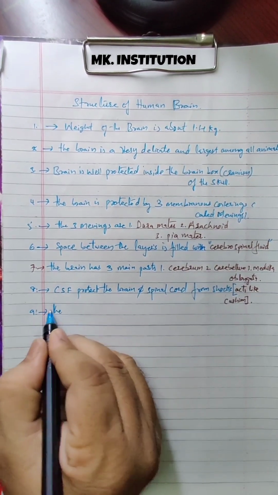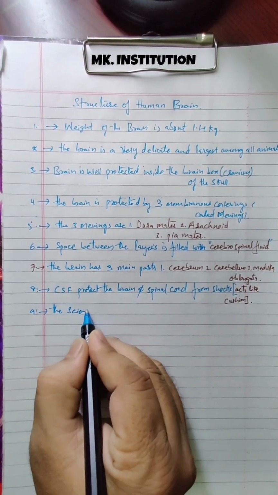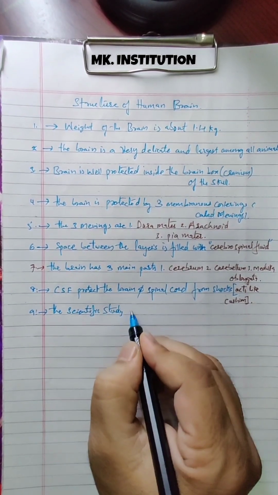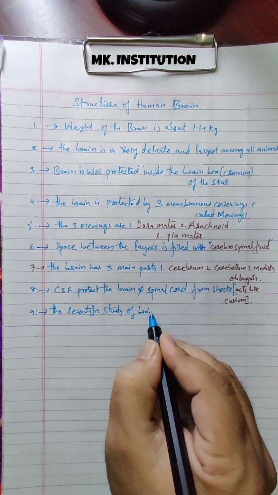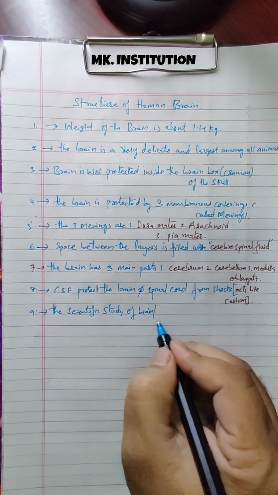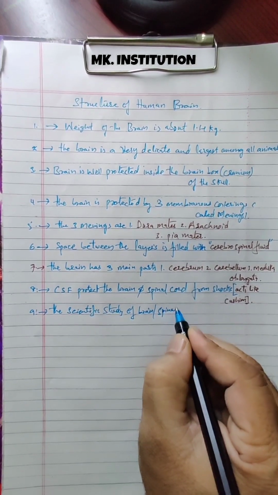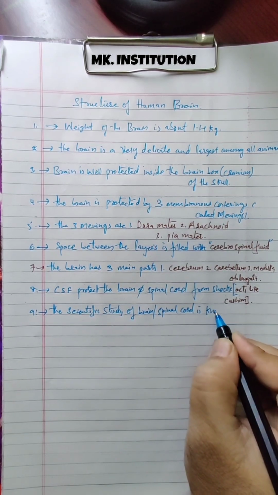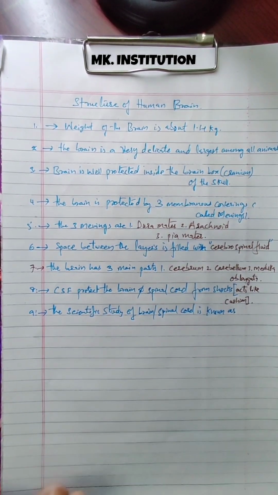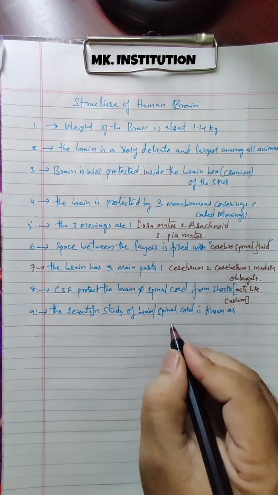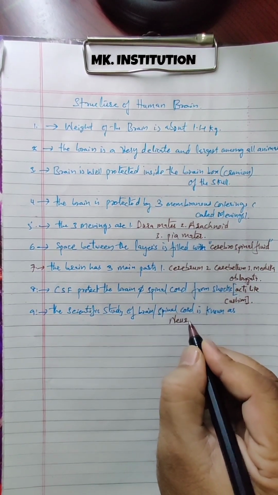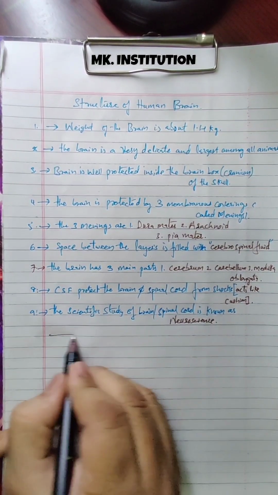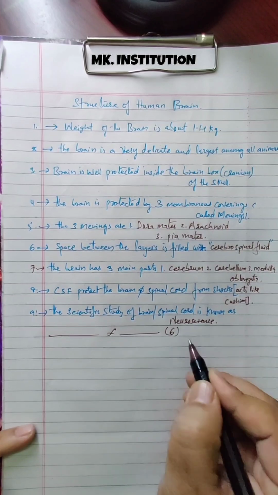Then ninth point, the scientific study of the brain or spinal cord is known as neuroscience. This many points are enough to score 6 marks, perfect 6 marks.